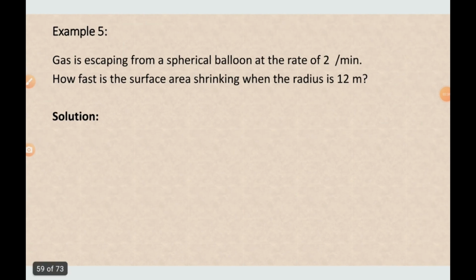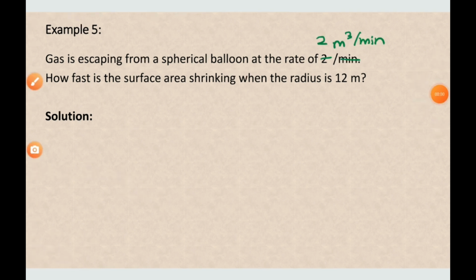Okay, now we continue with example 5. Gas is escaping from a spherical balloon at the rate of 2 meter cube per minute. How fast is the surface area shrinking when the radius is 12 meter?